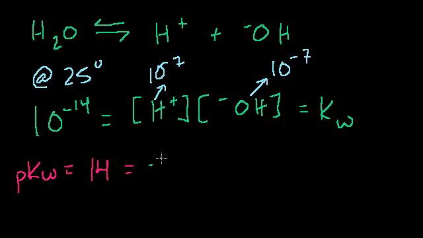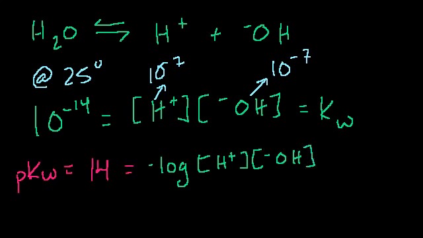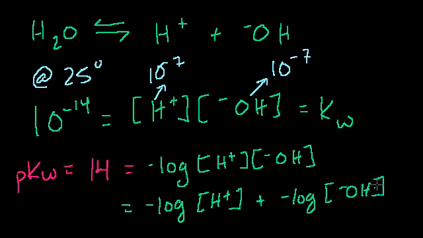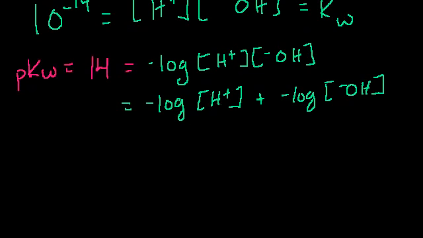This is just logarithm properties. This is more math than chemistry. So the log of H plus times OH minus, our hydroxide ion, that's the same thing, just logarithm properties. This is the same thing as minus log of H plus, plus the minus log of OH minus. And what is this? Well, this is just the pH, which is equal to the minus log. This is 10 to the minus 7, right? The log of that is minus 7. You have the minus in front, so this pH is equal to 7.